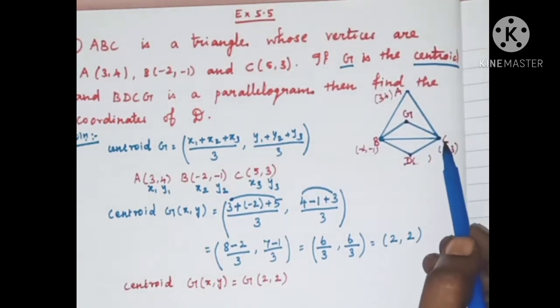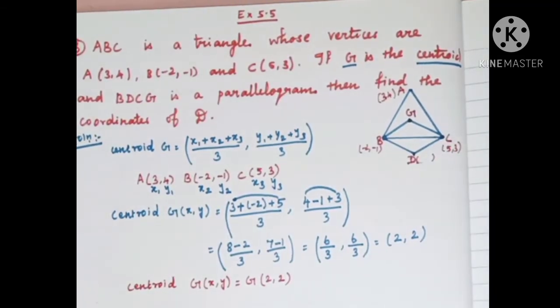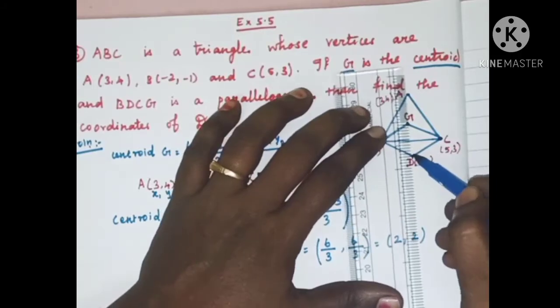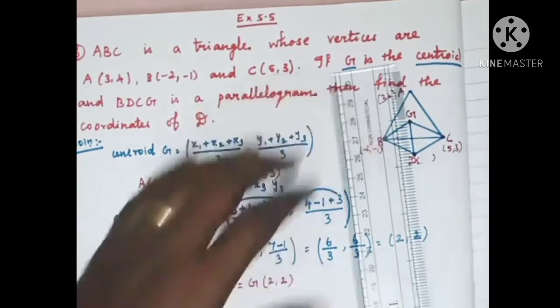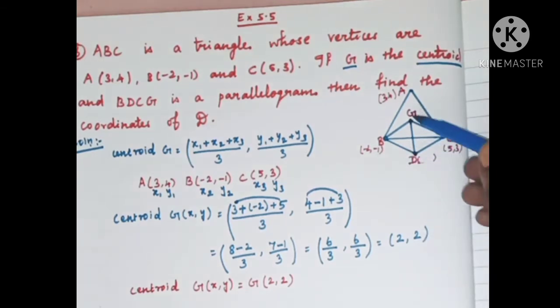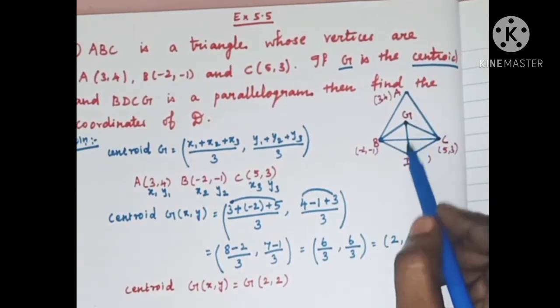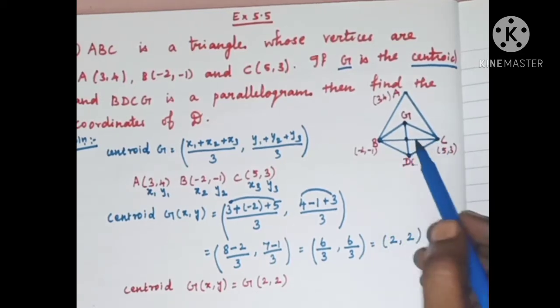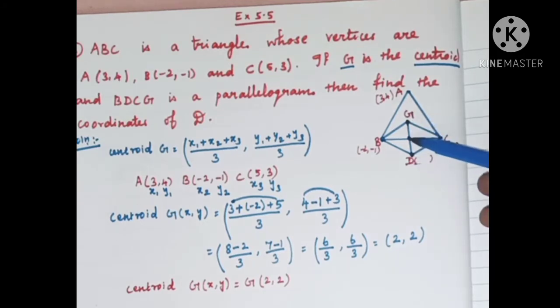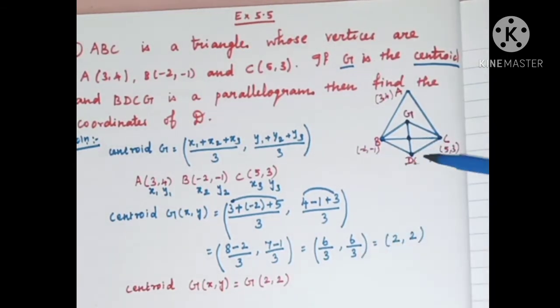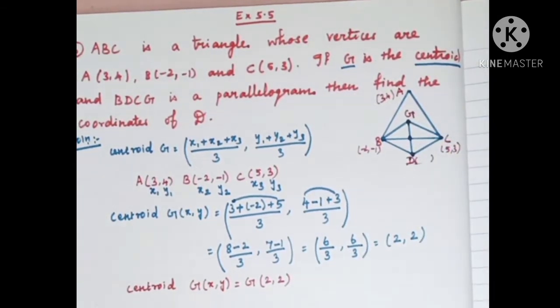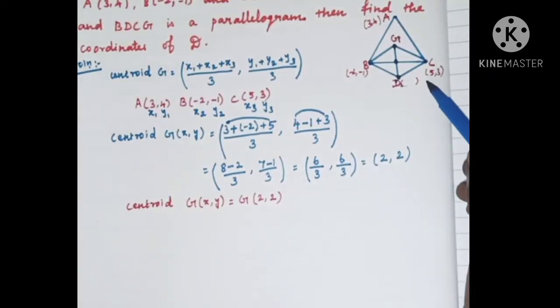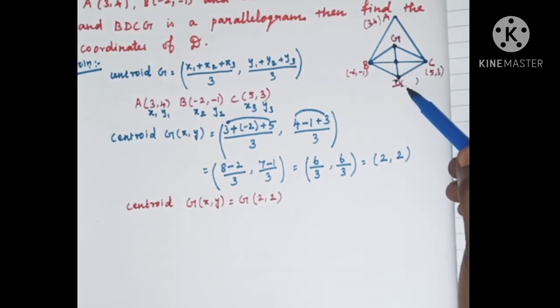So BC is a diagonal of the parallelogram, and DG is the other diagonal of the parallelogram. Here the diagonals intersect at one point, isn't it? This is the midpoint. The midpoint of BC and the midpoint of DG are equal. So using this concept only, we are going to identify the coordinates of D.